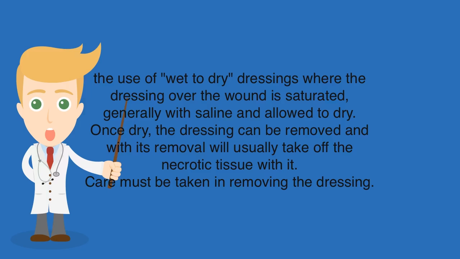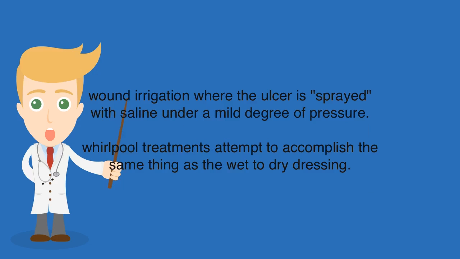The use of wet to dry dressings, where the dressing over the wound is saturated, generally with saline, and allowed to dry. Once dry, the dressing can be removed, and with its removal will usually take off the necrotic tissue with it. Care must be taken in removing the dressing. Wound irrigation, where the ulcer is sprayed with saline under a mild degree of pressure. Whirlpool treatments attempt to accomplish the same thing as the wet to dry dressing.